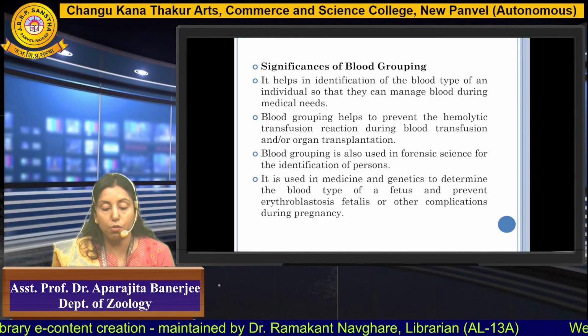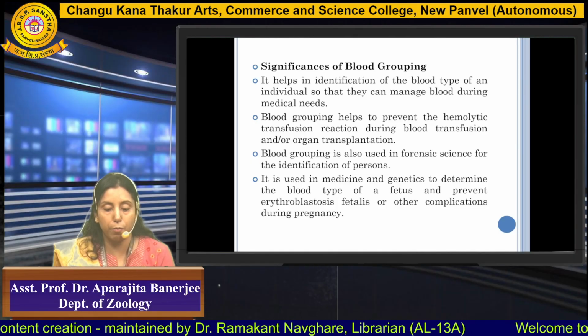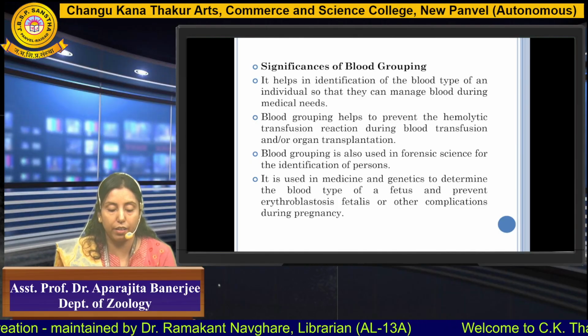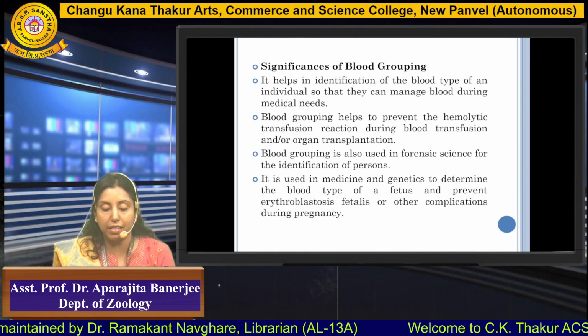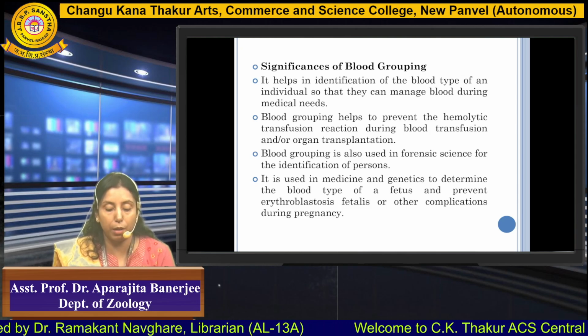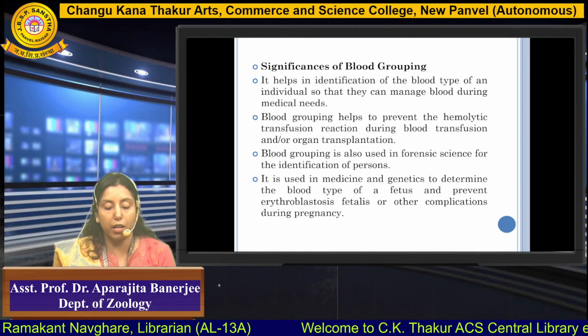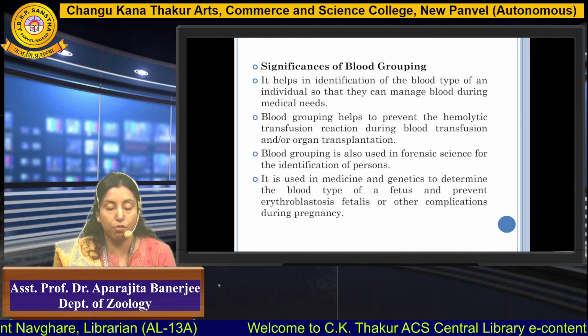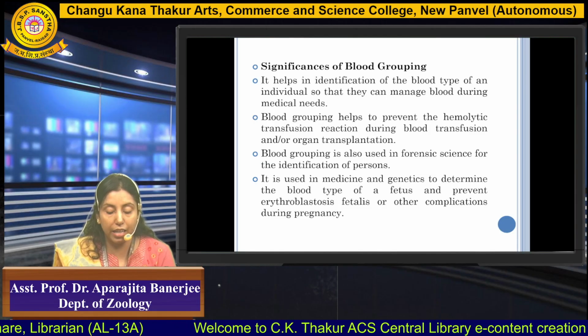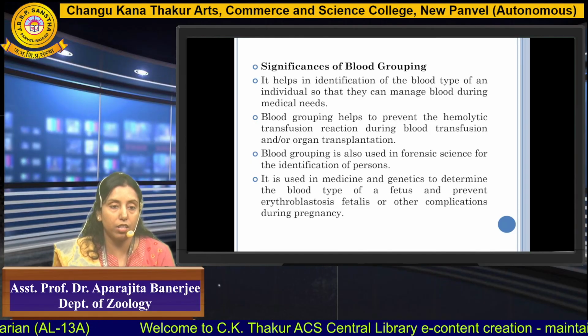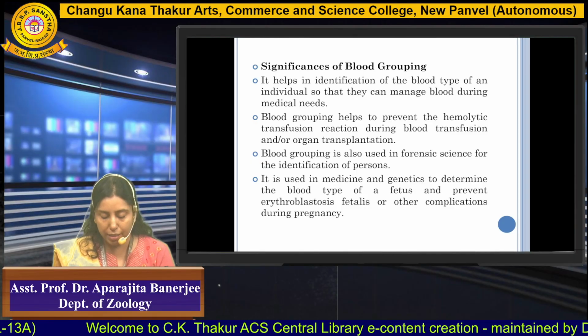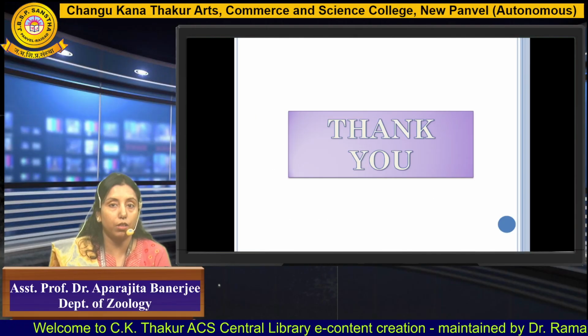Blood grouping is also used in forensic science for identification of a person because blood group is our identity. And finally, it is used in medicine and genetics to determine the blood type of a fetus and prevent erythroblastosis fetalis or other complications during pregnancy. So if in any case the blood group of the mother and the child or the fetus is not compatible, this can happen. So with this I come to the concluding slide.